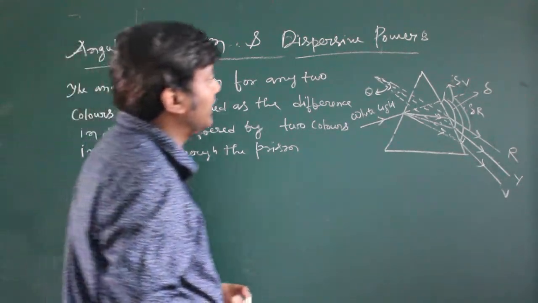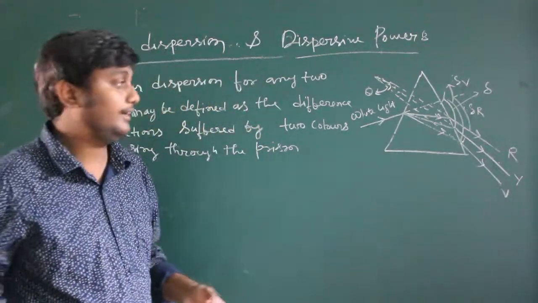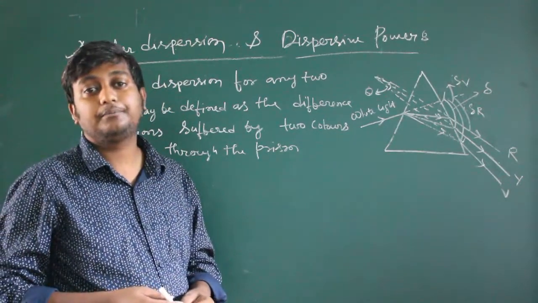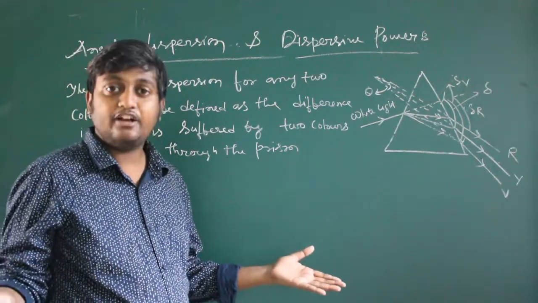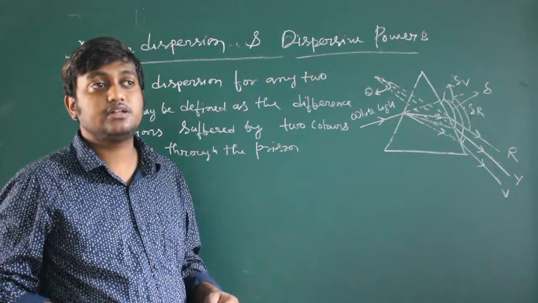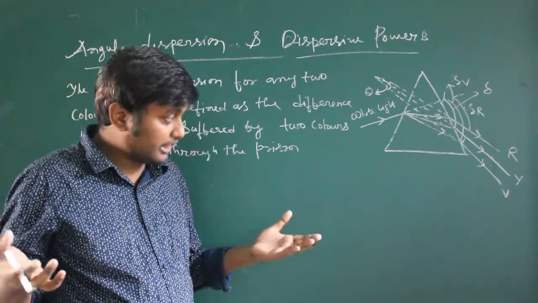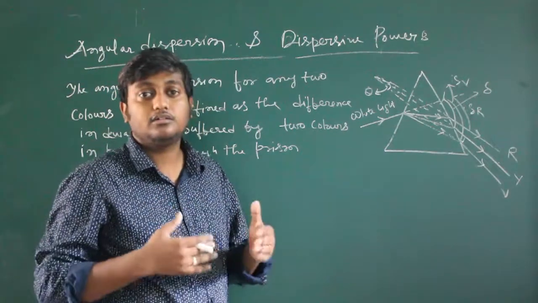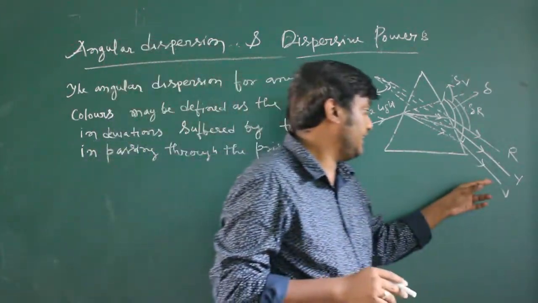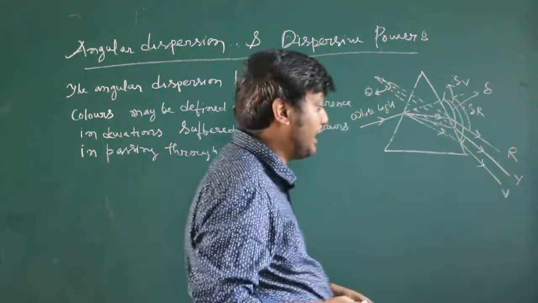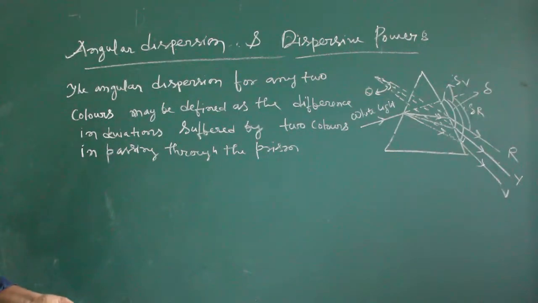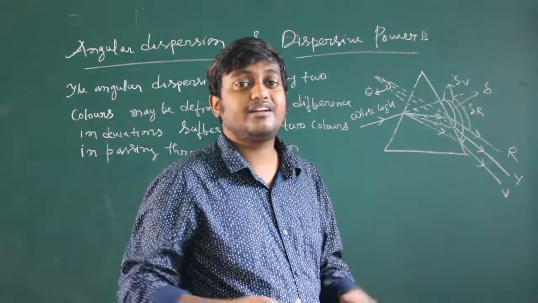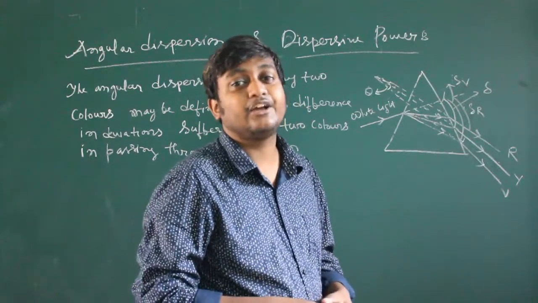Now when white light passes through the prism, we already know that dispersion will happen. Why does dispersion happen? Because of the different angle of deviation, or different refractive index. For different refractive indices, different colors of light have different deviations. If you consider two colors, suppose violet and red, violet will be more deviated than red. The difference between their deviation angles is known as the angular dispersion.